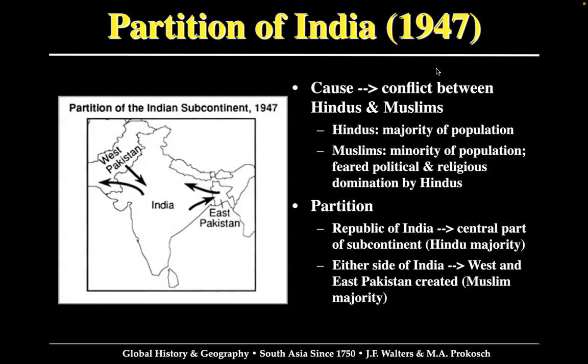So in cities in India and Pakistan, sections are erupting in violence, and over 1 million people are killed during this 1 to 2 year process of moving between the two sides. So, as you can see, the East and West Pakistan will eventually just be called Pakistan, and East Pakistan we'll get to very shortly, which will eventually become Bangladesh.